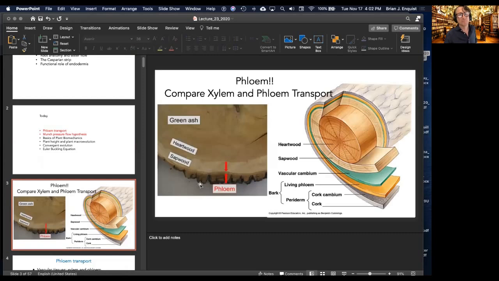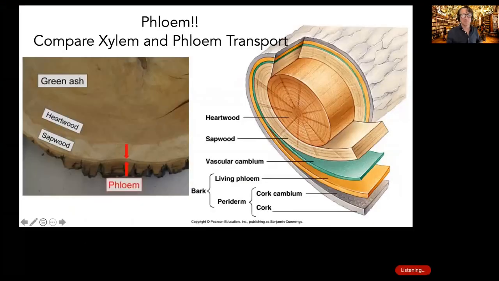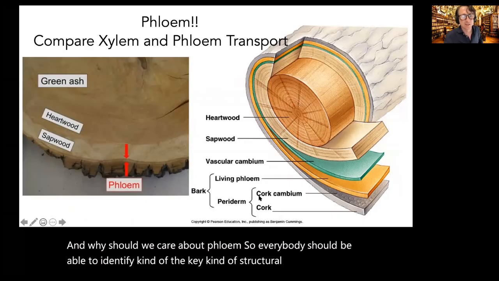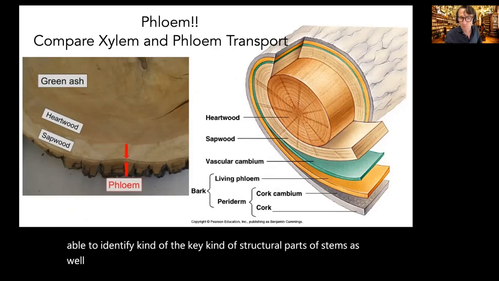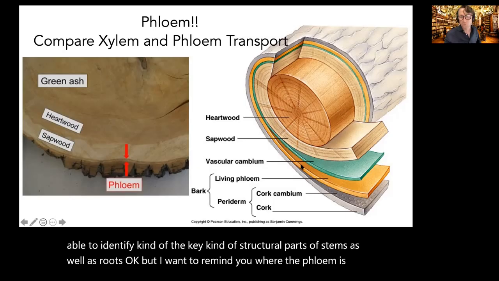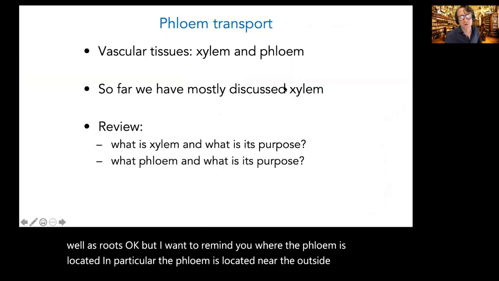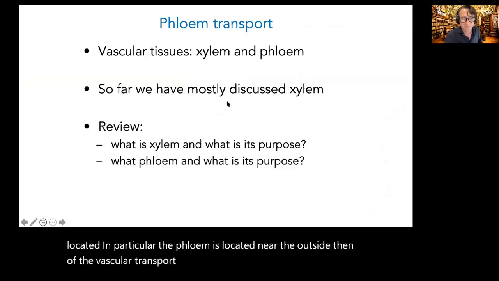Okay, so phloem. In particular, what is phloem? Why should we care about phloem? So everybody should be able to identify the key structural parts of stems as well as roots, okay? But I want to remind you where the phloem is located. In particular, the phloem is located near the outside then of the vascular transport network itself.